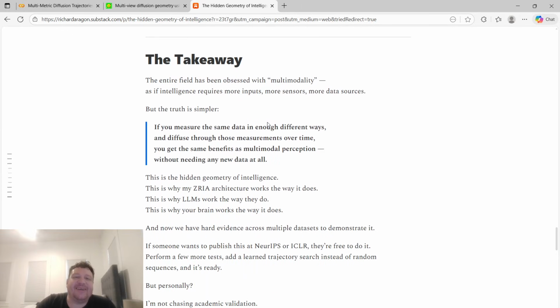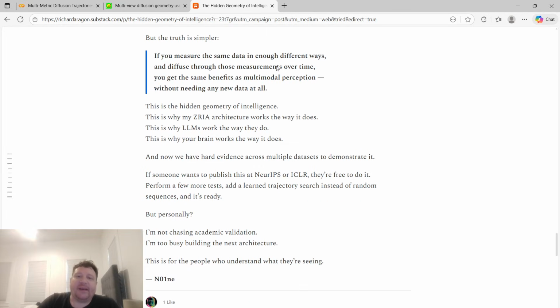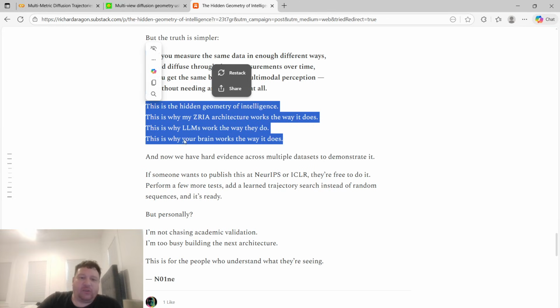And so the takeaway is that the entire field has been obsessed with multimodality, as if intelligence requires more inputs, more sensors, more data sources. But the truth is simpler. If you measure the same data in enough different ways and diffuse through those measurements over time, you get the same benefits as multimodal perception without needing any of the new data at all. And this is, essentially, to me, why the universe works.